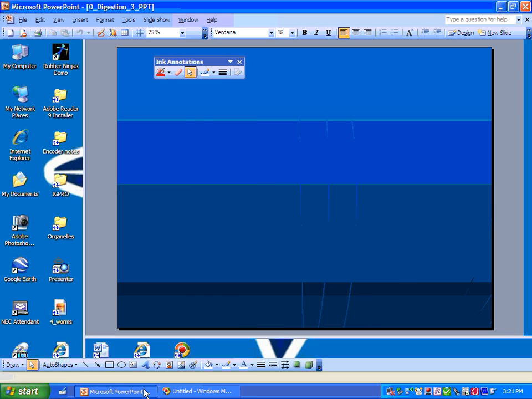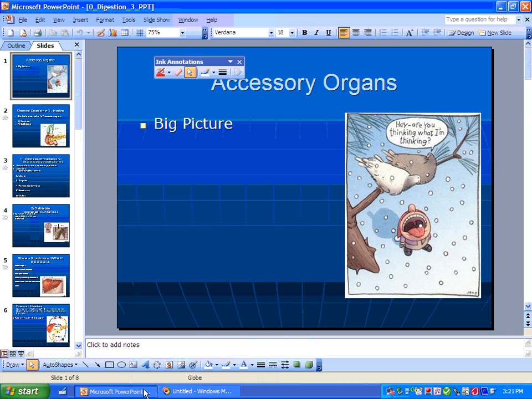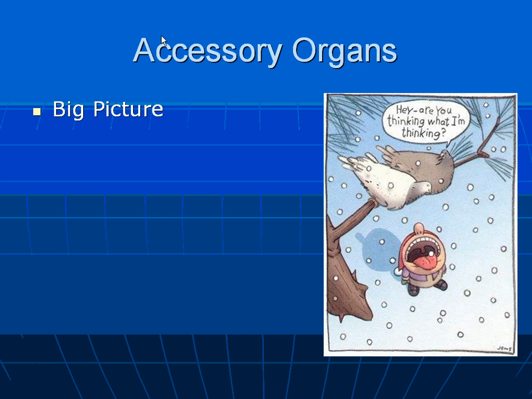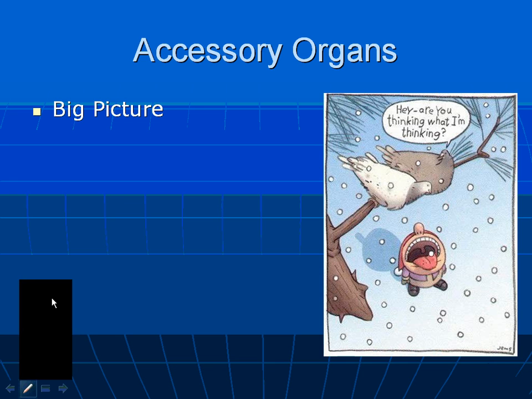All right, ladies and gentlemen, welcome back to our part 3 of digestion. We're looking at the accessory organs today. So we have our regular digestive pathway, and there are other organs that are not necessarily in the direct route, which also affect one's ability to digest. So the big picture idea here is just what these accessory organs are.